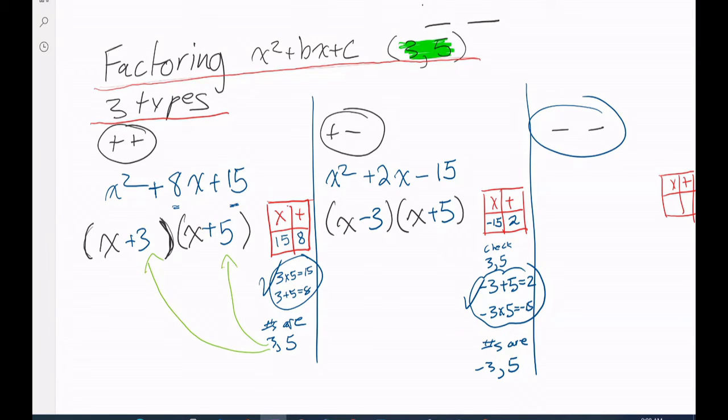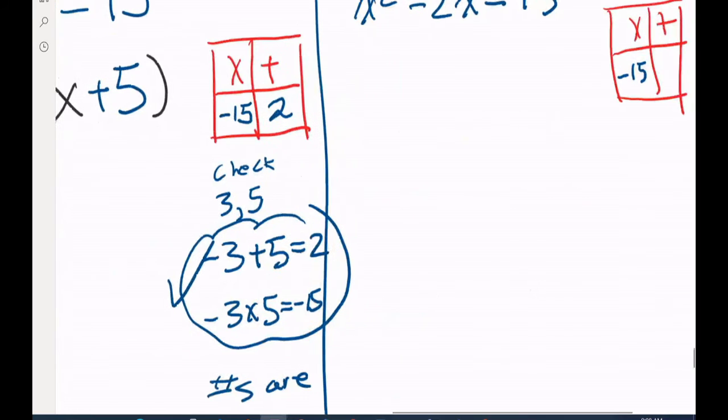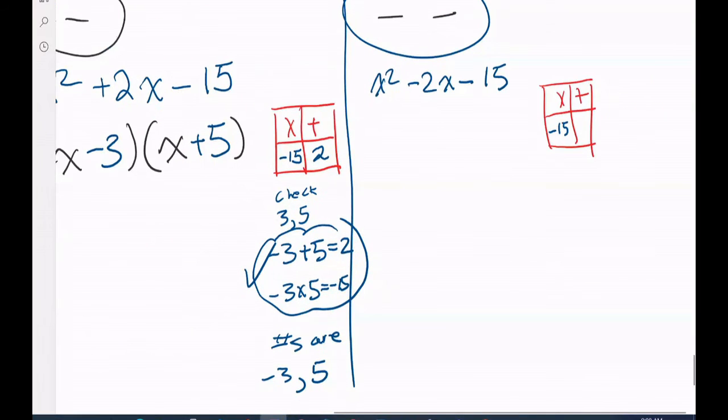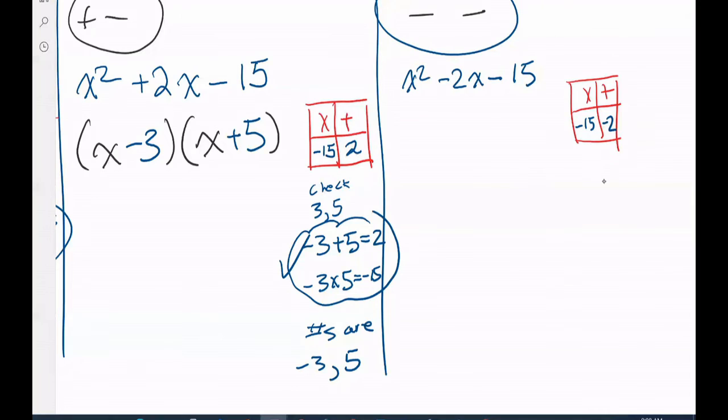So now imagine if I have a minus and a minus. Okay, is that even possible? So imagine you have x squared minus 2x minus 15. So it says I have to get a minus 15, right? And we're going to have to find two numbers that multiply to 15.